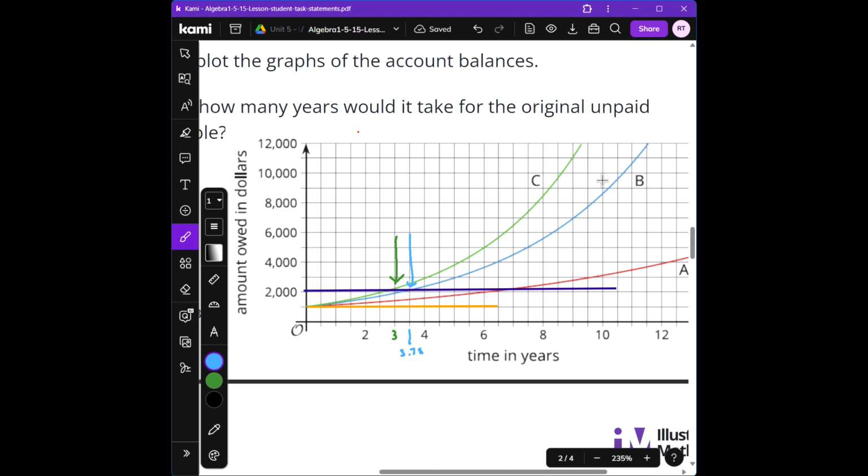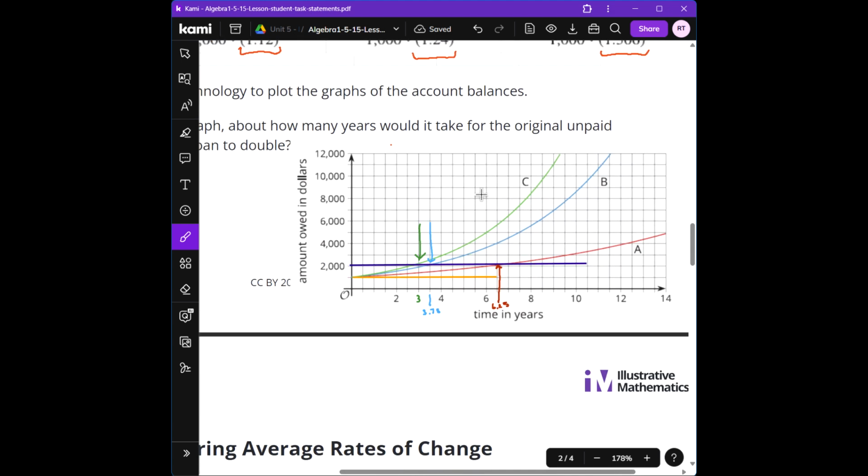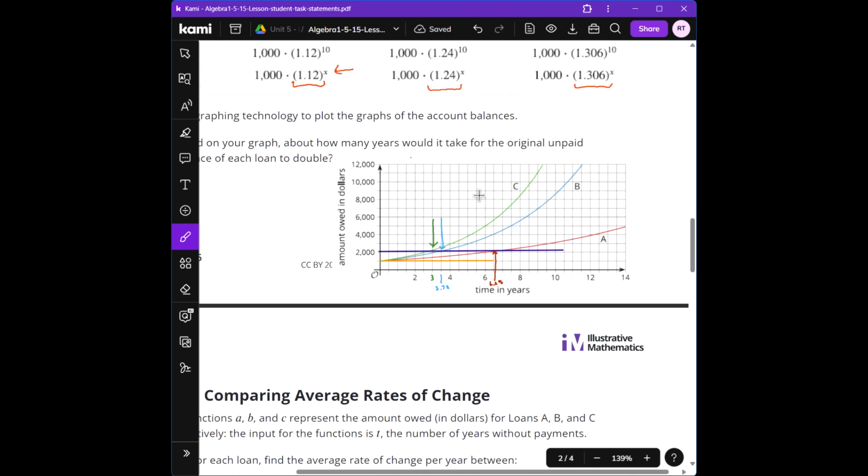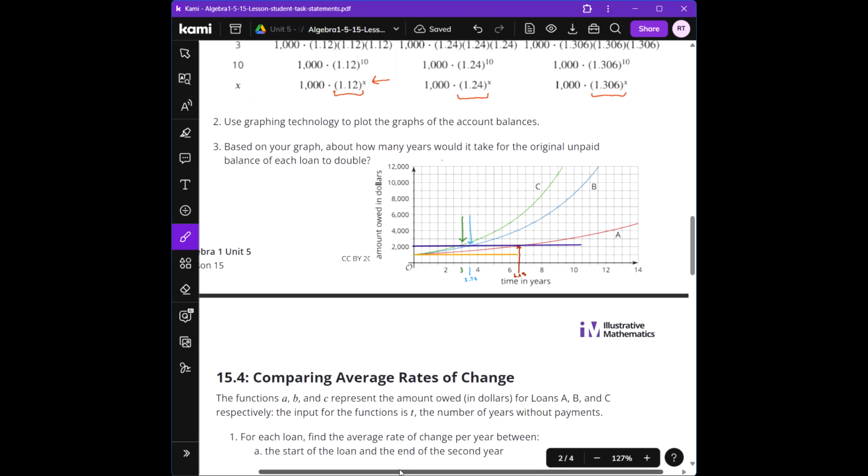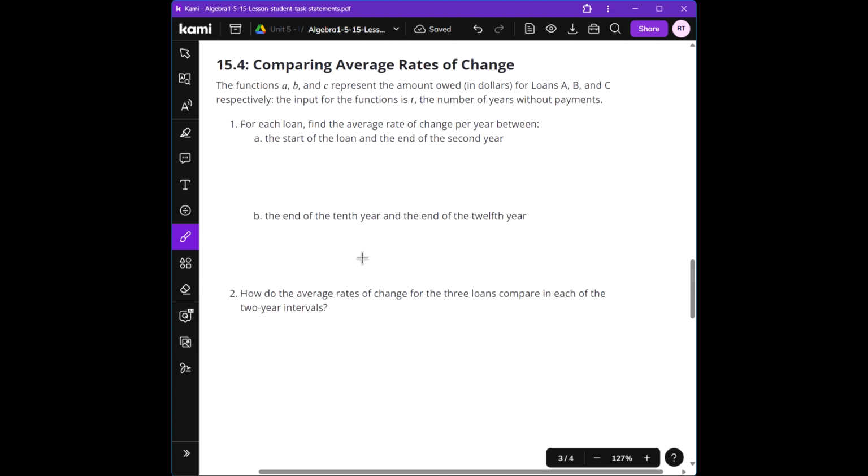And then we've got A, which is just about here. And so we're looking at about 6 years or so, or 6.25 years, just around there. So that is how we're going to approach that problem with graphing. And you can get a little bit more precise when you go into the graphing technology. All right, let's look at the next one.